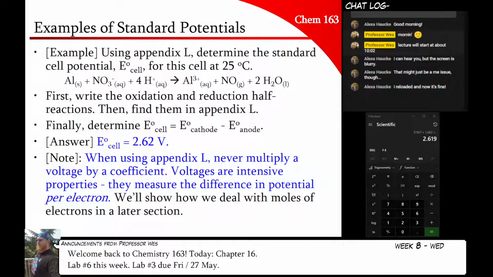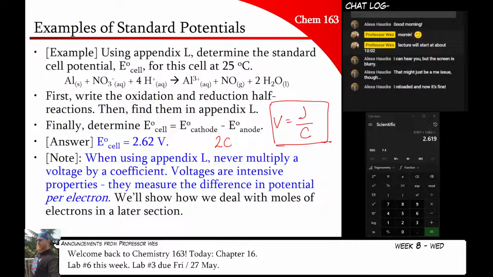Now, something to note: whenever we use Appendix L to get a number for a voltage, you don't ever want to multiply it. Remember that a voltage is the number of joules per coulomb. If I feed 2 coulombs through that, the voltage doesn't change. I would just double the voltage when I use it for a calculation.